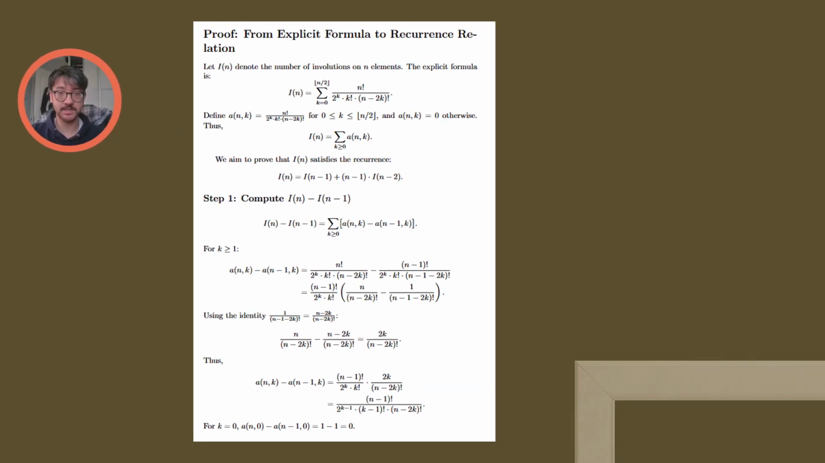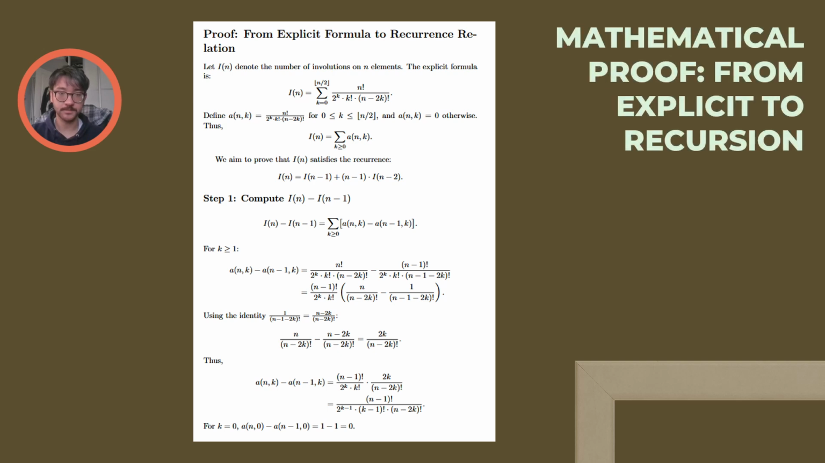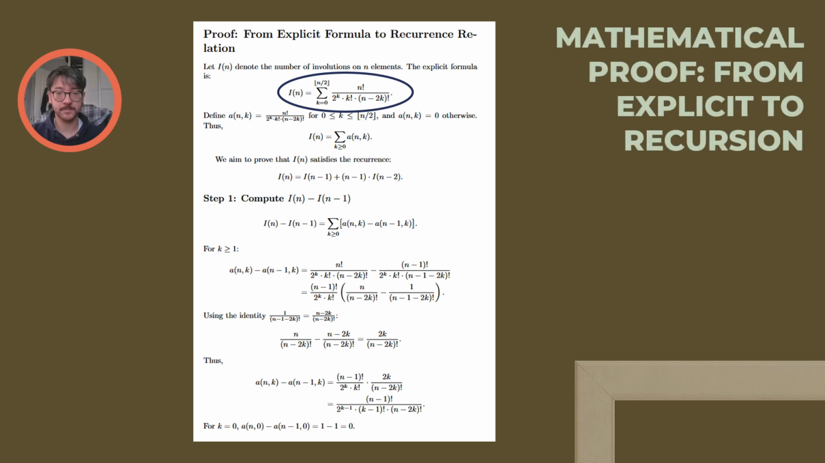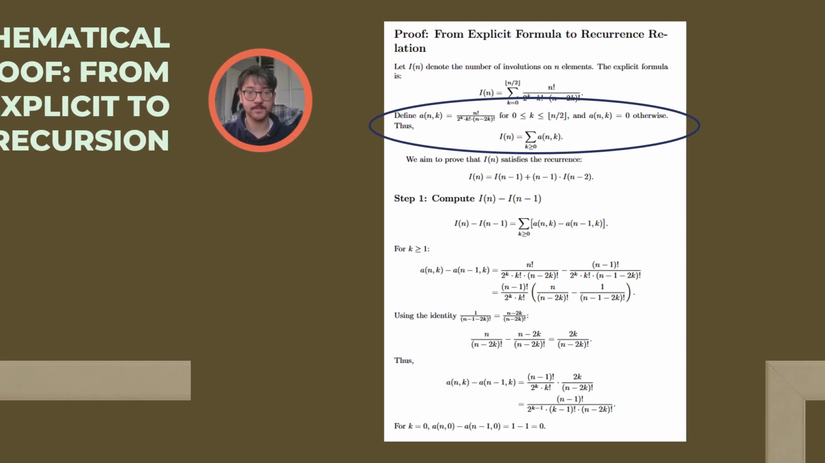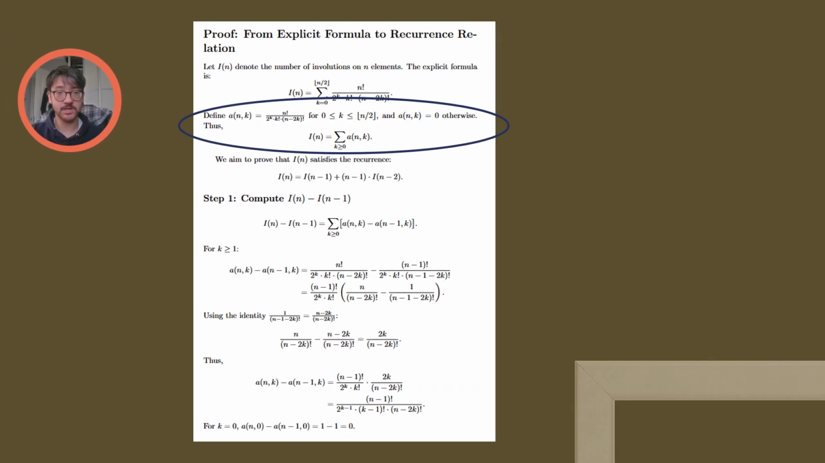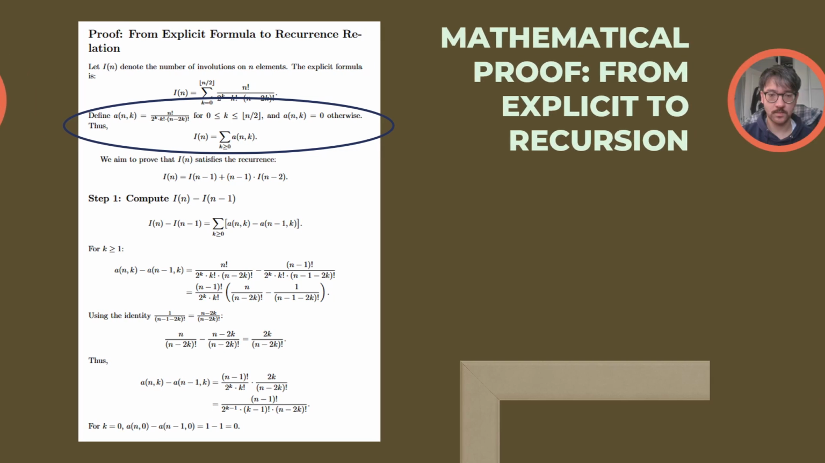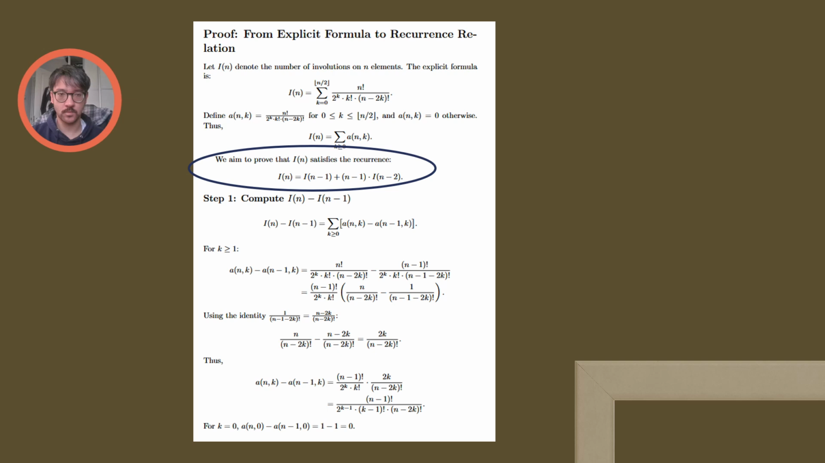Now let's bridge the explicit and recursive formulas with a mathematical proof. We begin with the explicit formula. Let's define each term in this sum as a_{n,k}, so that I_n is simply the sum of all a_{n,k} over k values. We want to show that I_n is equal to the recurrence formula.